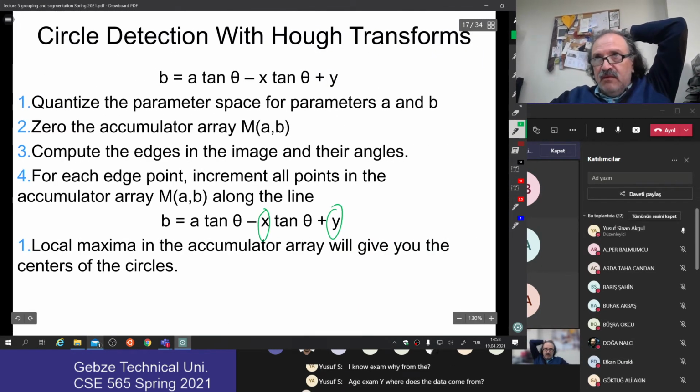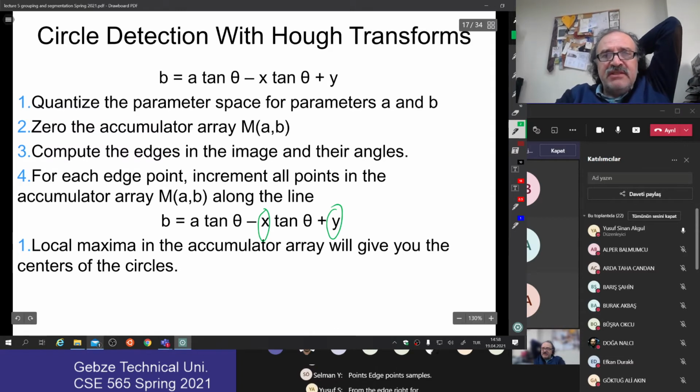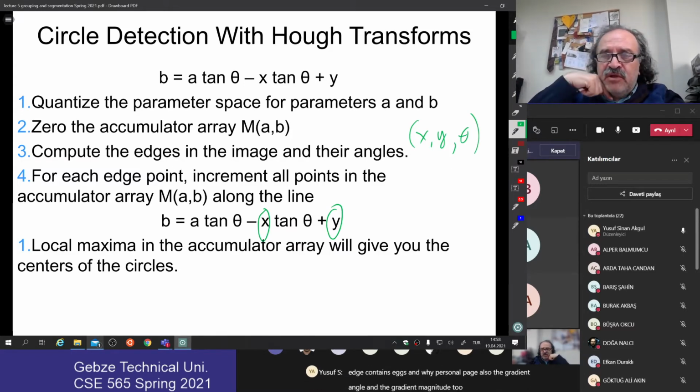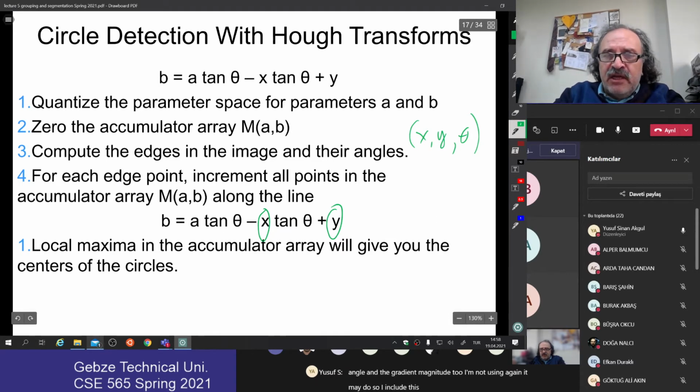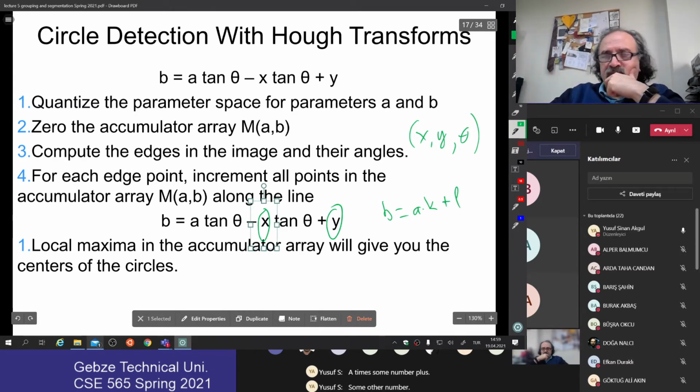From the edge points, right? For each edge point, I compute the edges in the image and their angles. What's an edge? An edge contains the x and y position of the edge, also the gradient angle and the gradient magnitude. I am not using gradient magnitude, so I include this theta. So I know theta, I know x and I know y. So it makes B equal to A times some number plus some other number. So this is a line between A and B.